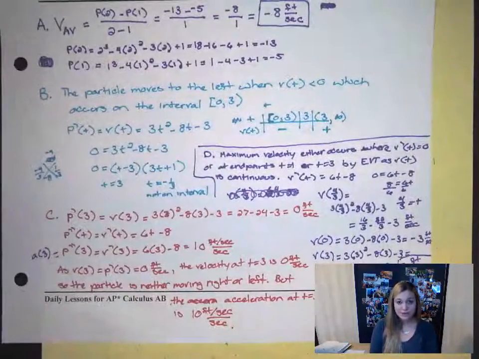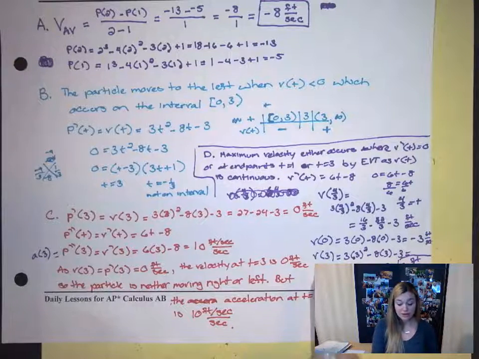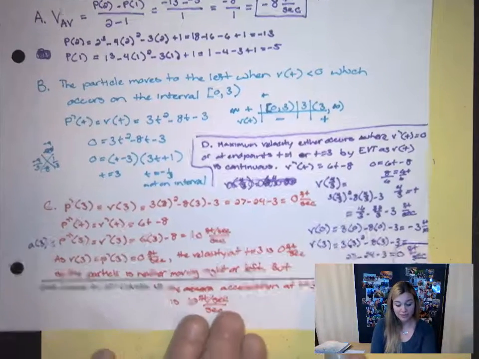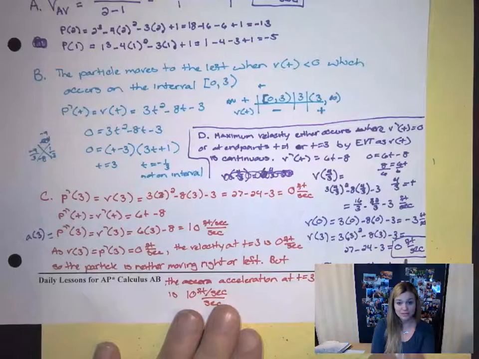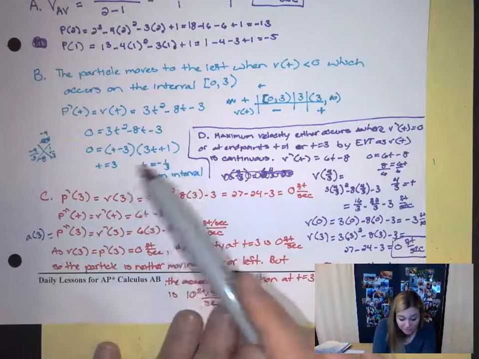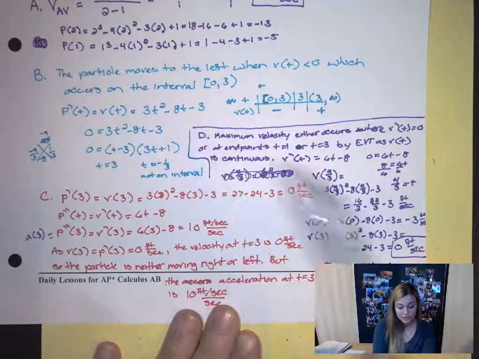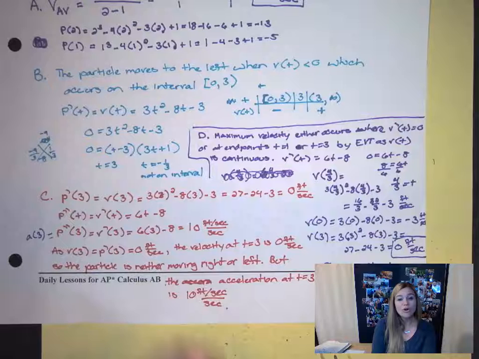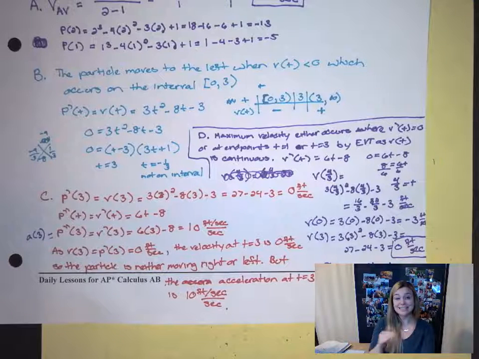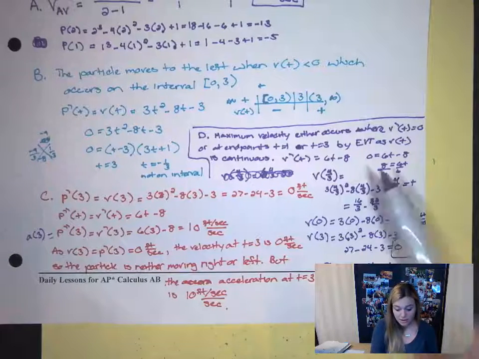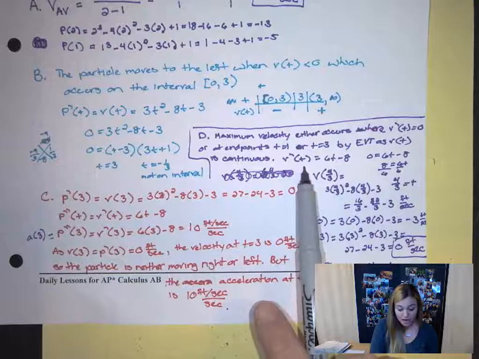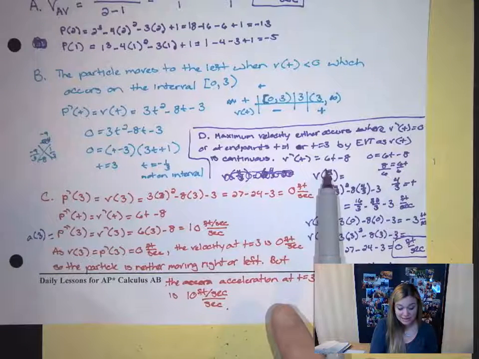So I want to figure out what the endpoints are. I'm going to find the velocity at 0 and the velocity at 3. We actually already found the velocity at 3 to be 0 feet per second. The velocity at 0 we can substitute back in here, and we find negative 3. But we also have to find anywhere the derivative is 0. Be careful, we're finding maximum velocity, so we're using the acceleration function. So we find v prime of t, which is just 6t minus 8.